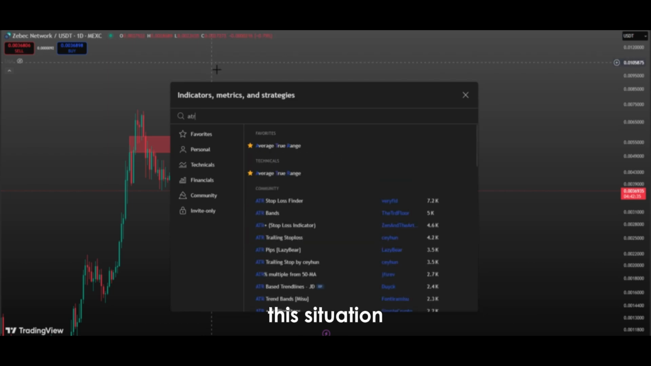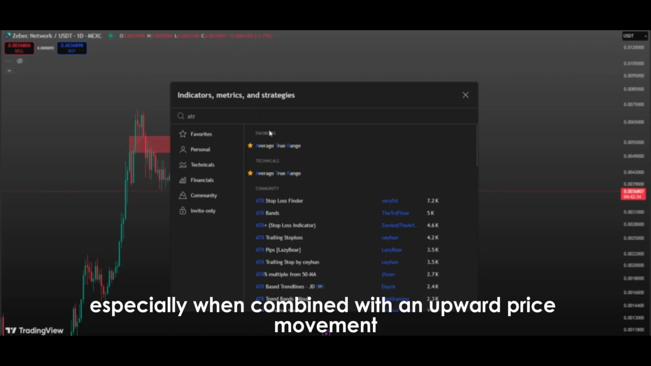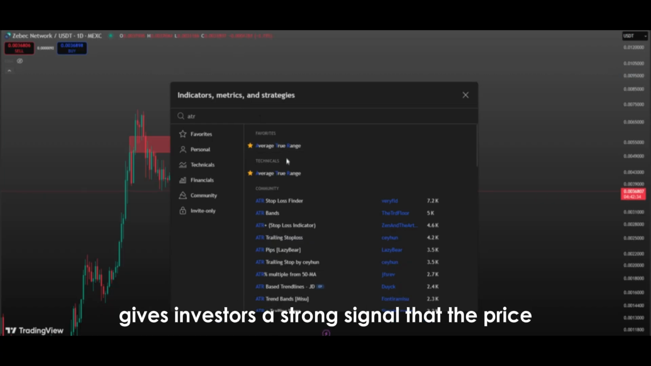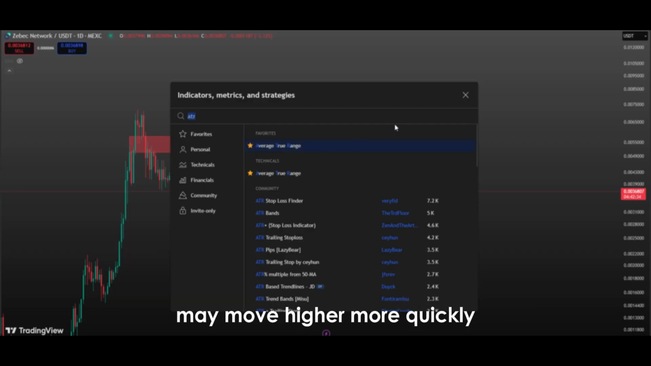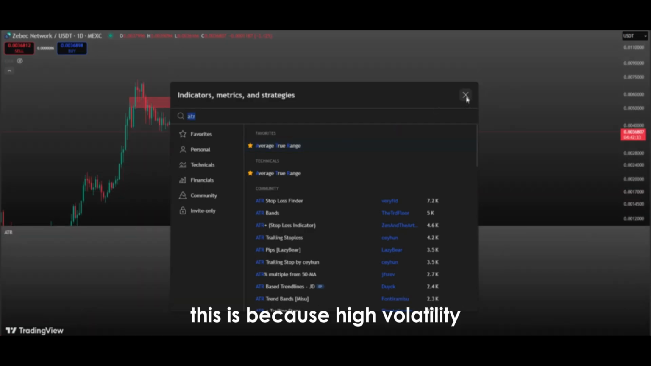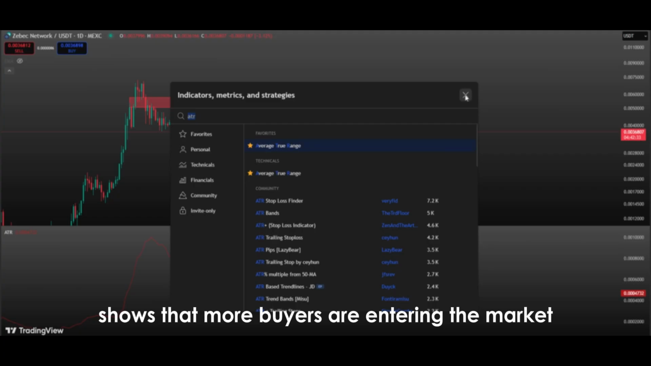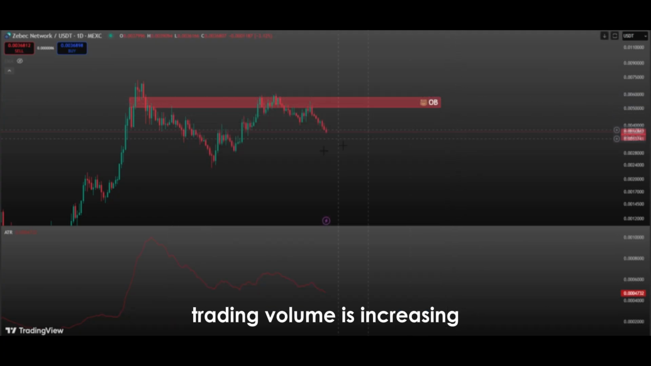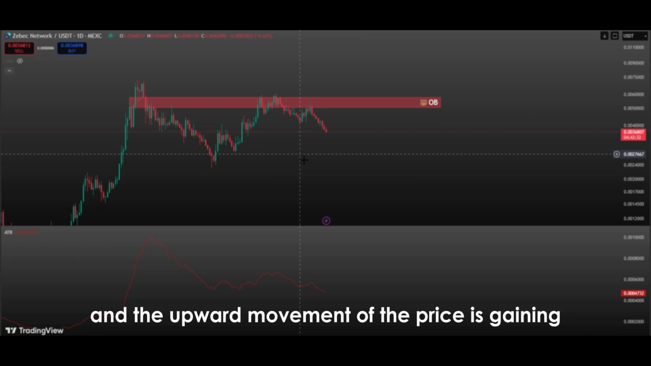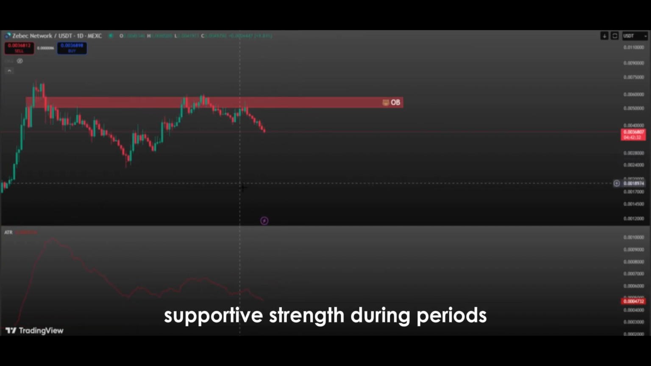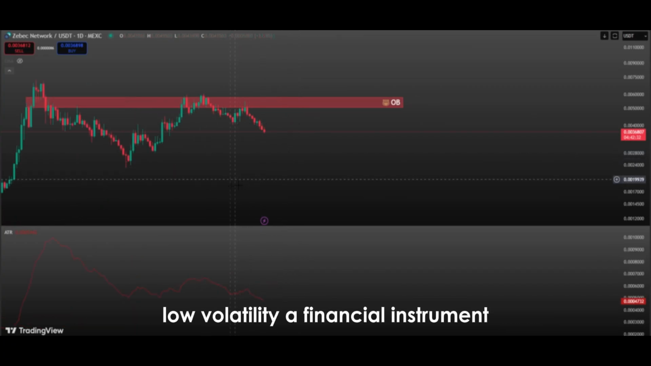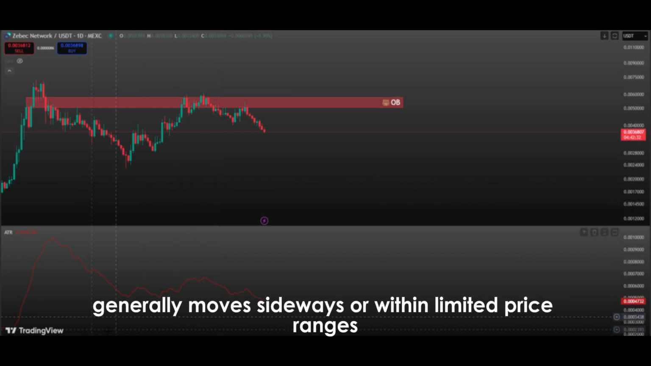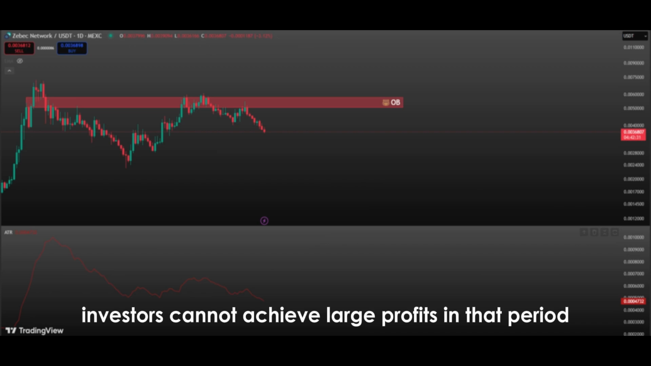This situation, especially when combined with an upward price movement, gives investors a strong signal that the price may move higher more quickly. This is because high volatility shows that more buyers are entering the market, trading volume is increasing, and the upward movement of the price is gaining supportive strength. During periods of low volatility, a financial instrument generally moves sideways or within limited price ranges, meaning investors cannot achieve large profits in that period.